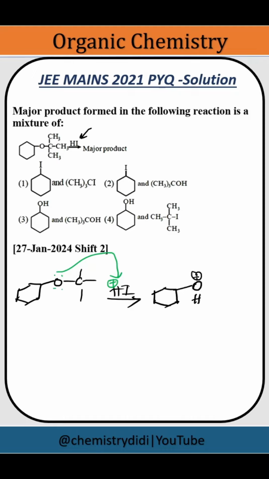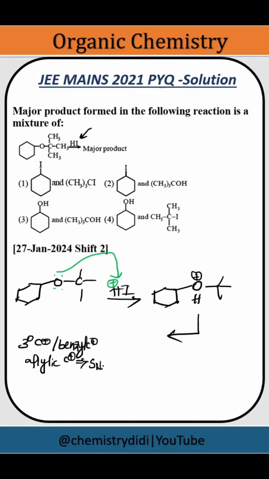OH positive, and whenever there is a possibility of tertiary carbocation or benzylic carbocation or allylic carbocation, in these cases we'll get the product according to SN1. That's it. Because in SN1, as we know, it will form a carbocation and then nucleophilic substitution takes place, right?